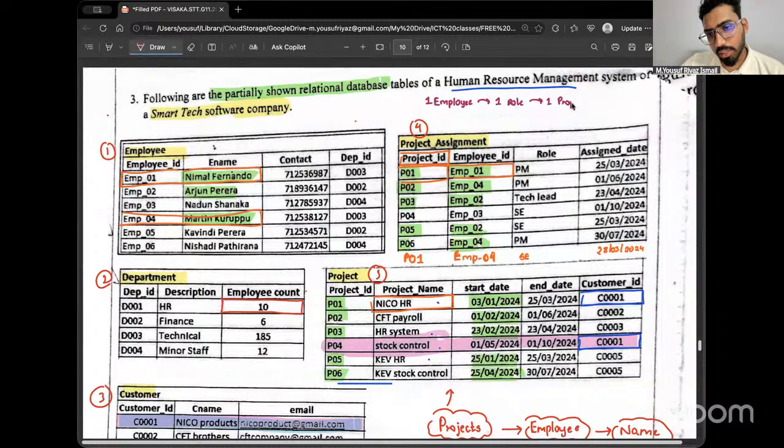What I mean by that is, for example, let's say there is a project where Nimal is a project manager. If he is a project manager, he'll be only a project manager. He won't be a project manager and software engineer both in the same project. That's how projects mostly are. So I'm going to consider a situation where, if an employee is working for a project, he's working in that project in one role.